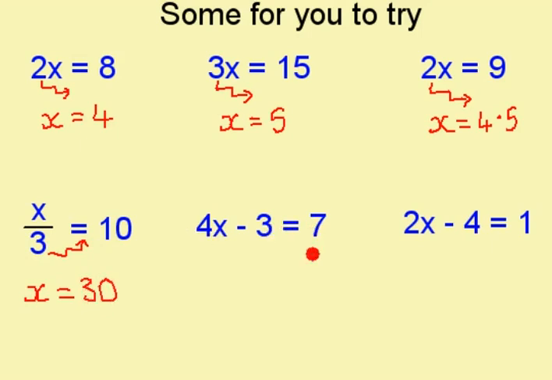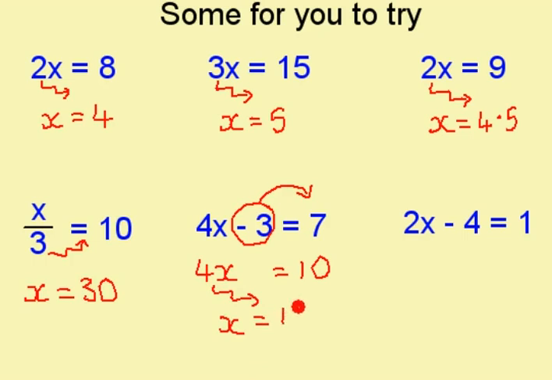Here we've got a combination. So the minus 3 is going to float and ping first of all, which gives me 4x equals 7 plus 3, which is 10. Then 4 is going to go down the escalator. So we've got 10 over 4, which is 2.5.